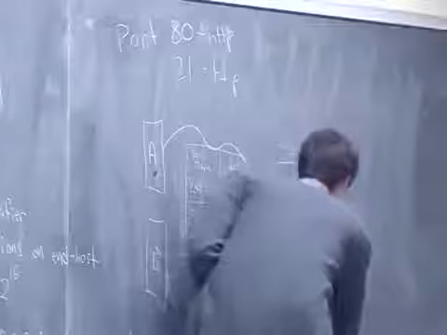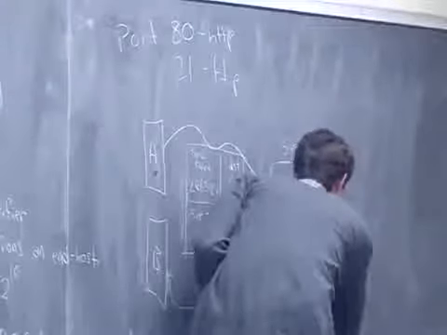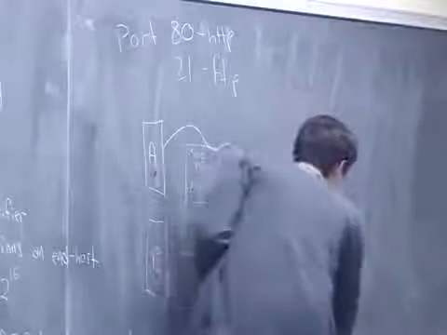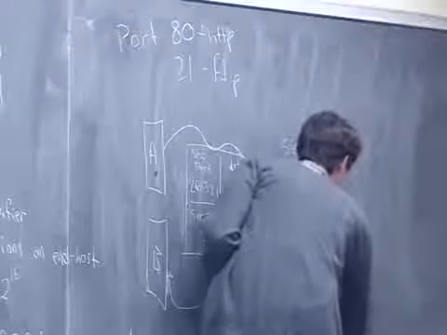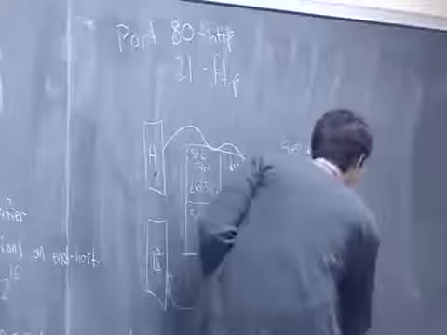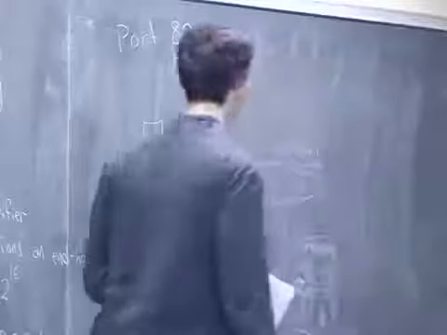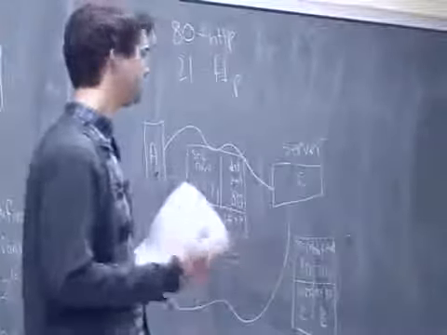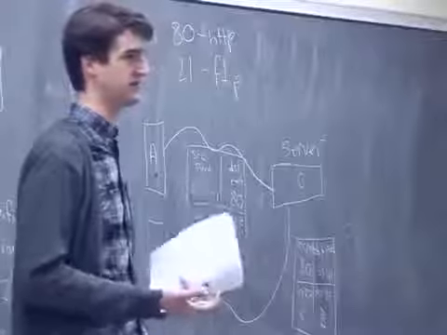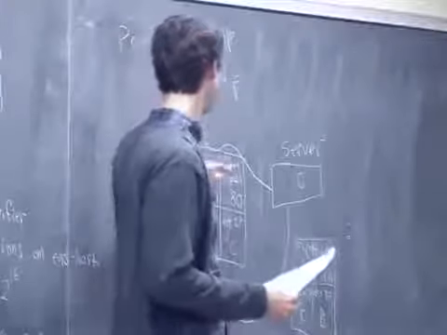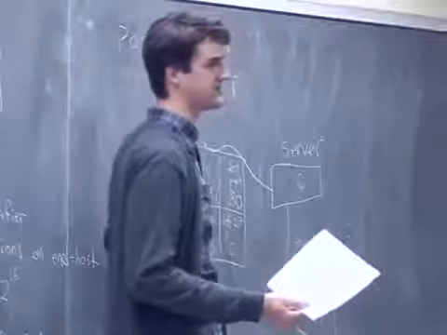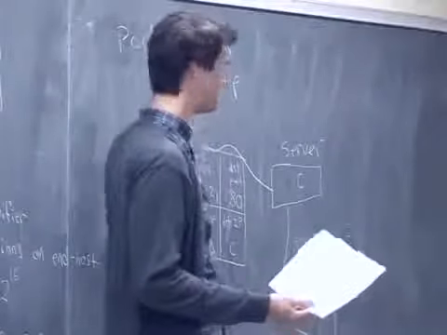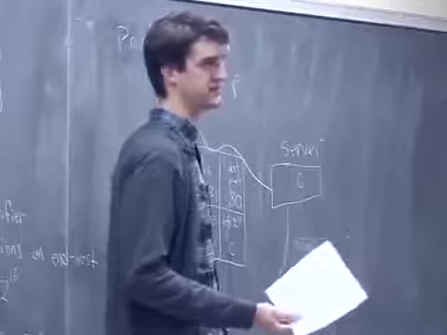And then the source IP is the IP of the server, so it's C. And the destination IP is B. So the question is, can you transmit and receive on the same port? Yes, you can. Why doesn't A use 80 as its source port? It's because this 80 is reserved for incoming HTTP requests.